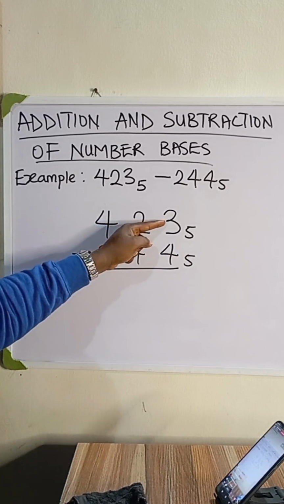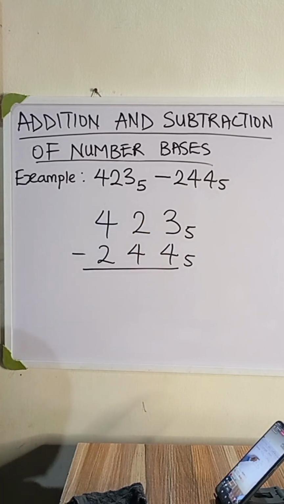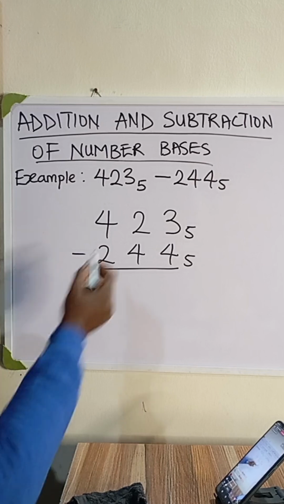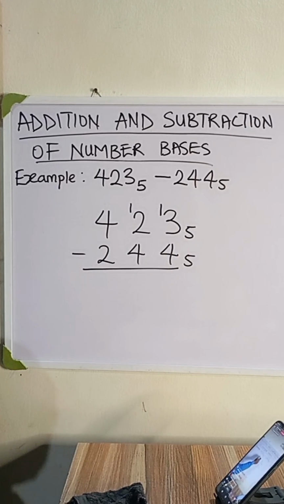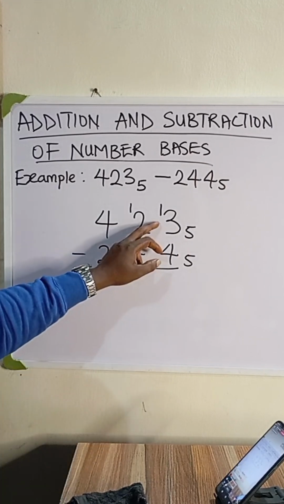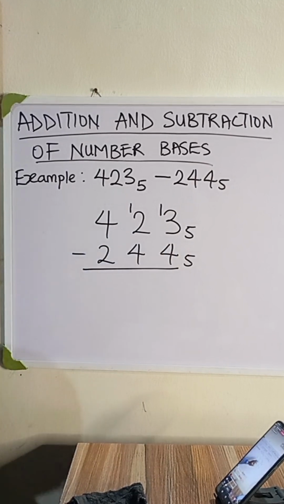So 3 minus 4 is not possible. So we move 1 from here. This becomes 1 and this becomes 13. We are not expected to do 13 minus 4. We need to convert this before we subtract.